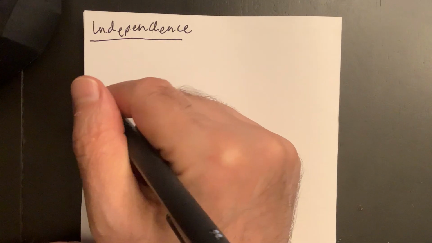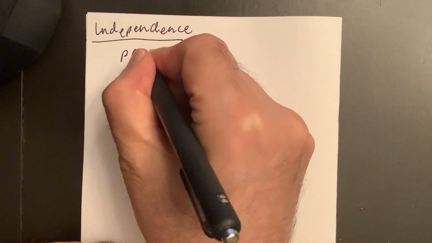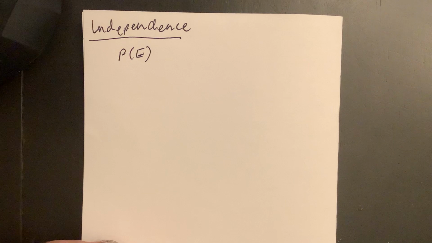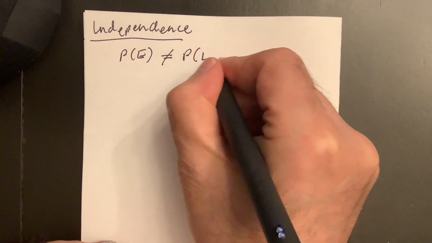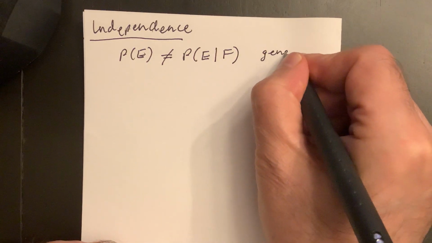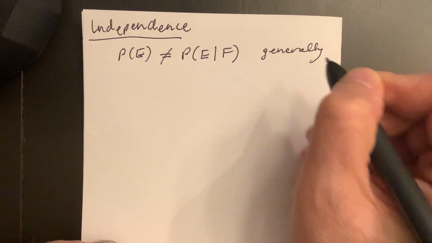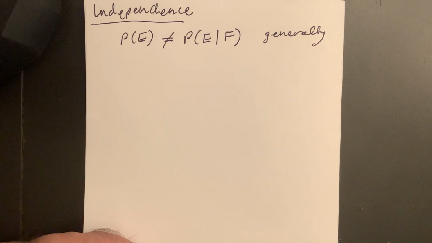Okay, next topic, independence, is directly related to conditional probability. Last time we saw that in general, if I had some event E, I compute the probability of E. We saw many cases, and we're beginning to understand this in general. So independence is just when that inequality is an equality.